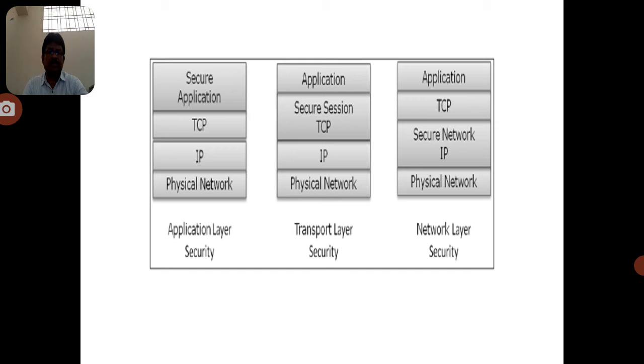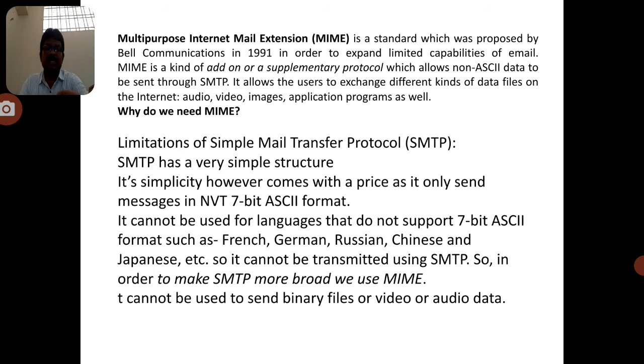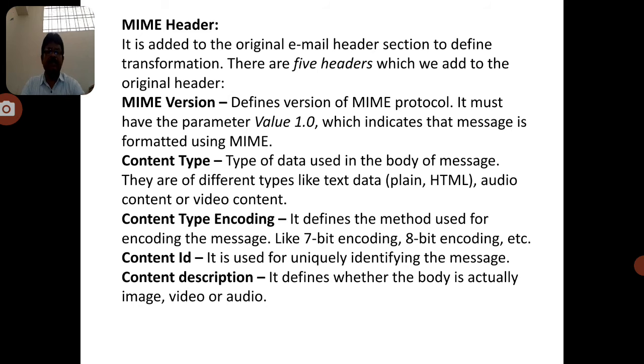Now you can observe the three layers which operate in this particular MIME concept: the application, transport and network layers. Actually these three layers are also used in transport layer security, or SSL, secure socket layer. So how does MIME eliminate the drawbacks of SMTP? Now you can observe MIME contains 5 header fields.